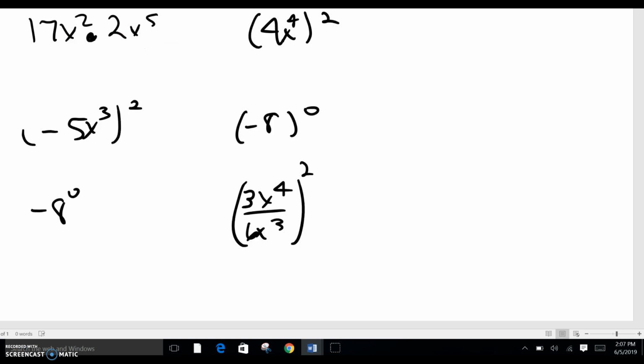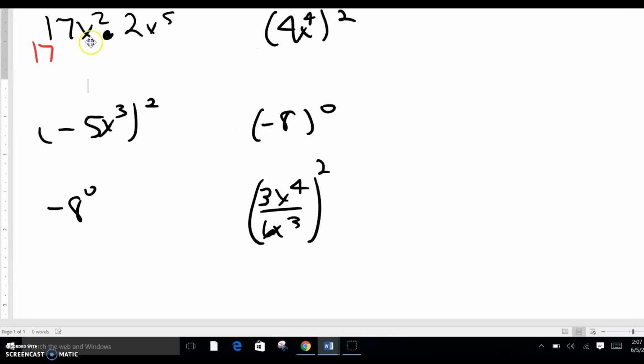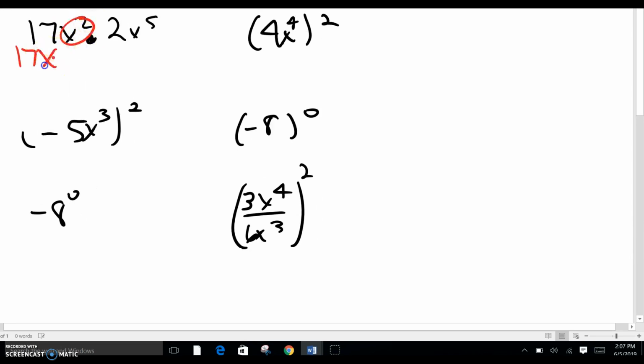Okay, so let's look at these. So again, I don't want you to memorize rules. I want you to think about what's going on here. So this is 17, and x squared means x times x. And then you have a 2, and then x to the 5th means x times x times x times x times x. So multiply your coefficients, you end up with 34, and you can mush this completely. So you have 1, 2, 3, 4, 5, 6, 7 of them.